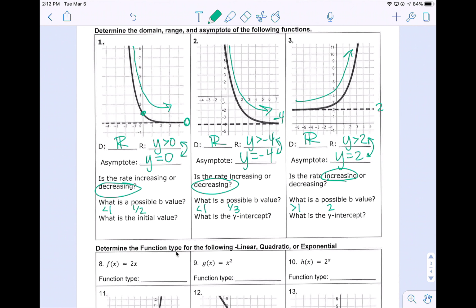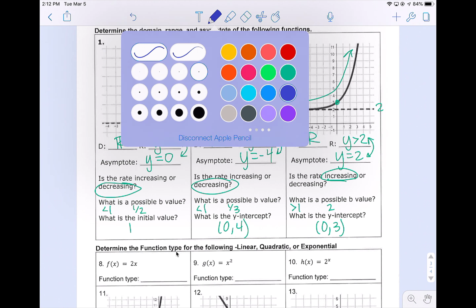And then initial value is at 1. The y-intercept here is at, looks like, 4. And the y-intercept here is at 3.